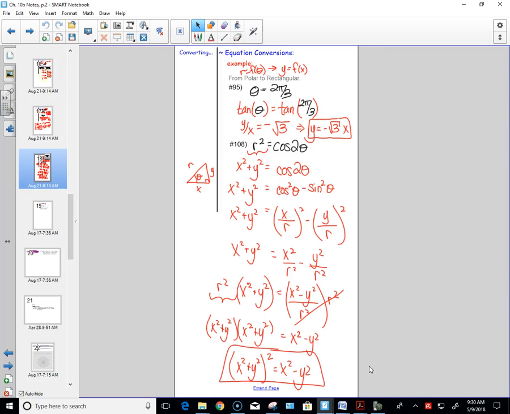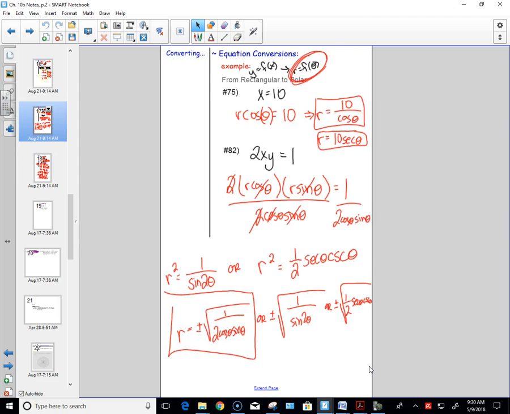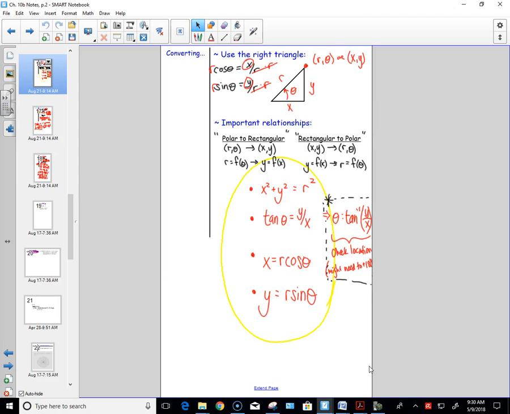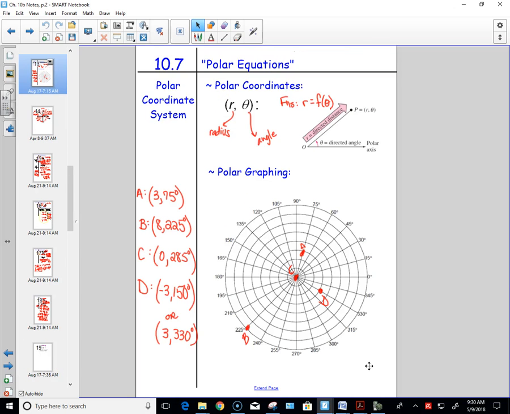Maybe you want to take a note of this. Be ready to do some conversions by hand, points and or equations. Be ready to do some conversions by hand. Be ready to plot some points by hand.